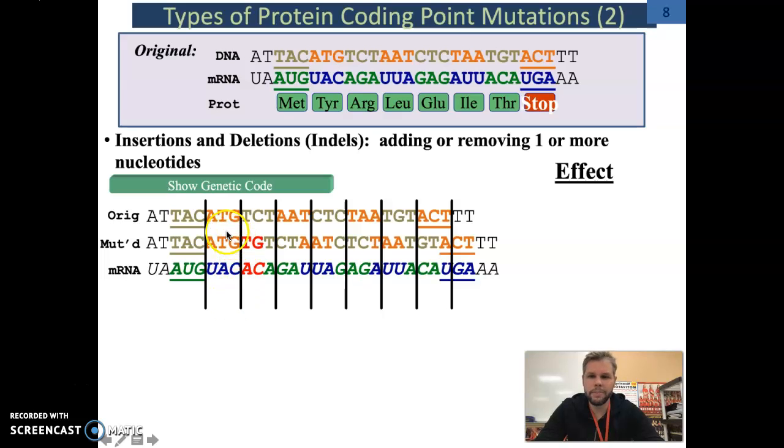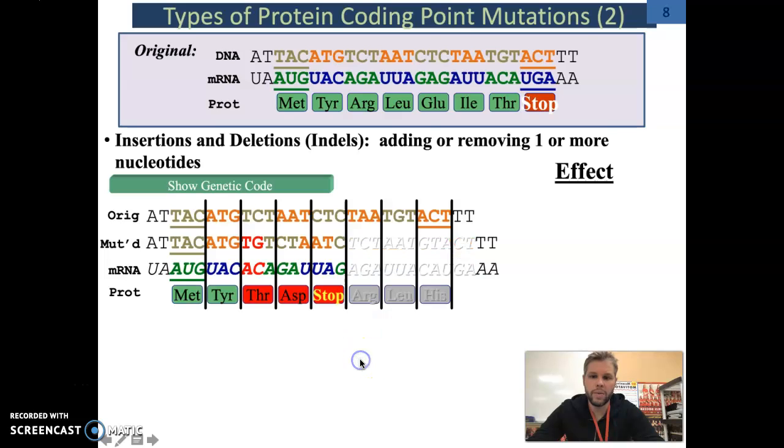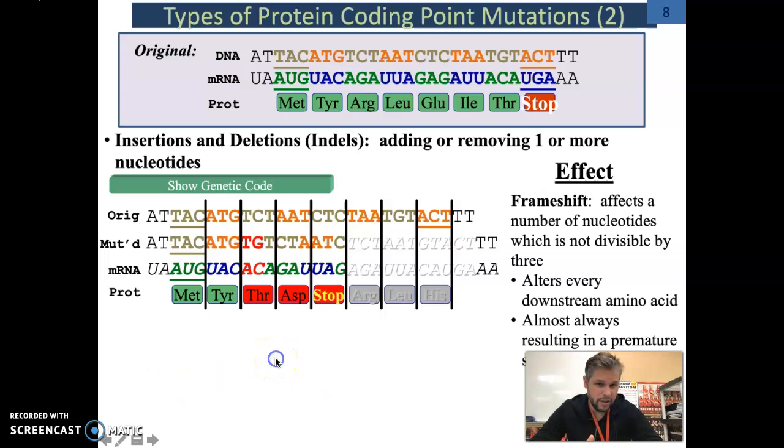what's happened, right? Instead of having ATG, TCT, AAT, even though I haven't actually changed any bases because I've inserted some, it's going to completely throw off my reading frame. So when I go through and actually translate all these, you can see I get methionine and tyrosine like I'm supposed to, but then I start changing the amino acid from the original, and then there's a premature stop codon in there. So these are disastrous. Having insertions or deletions in our code cause some pretty big changes to occur.